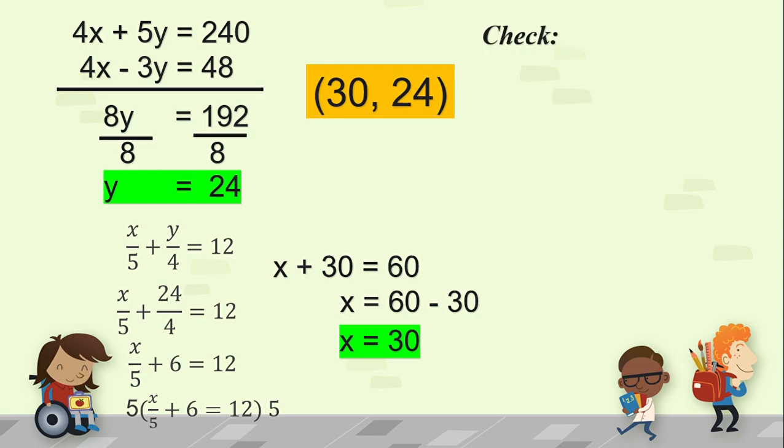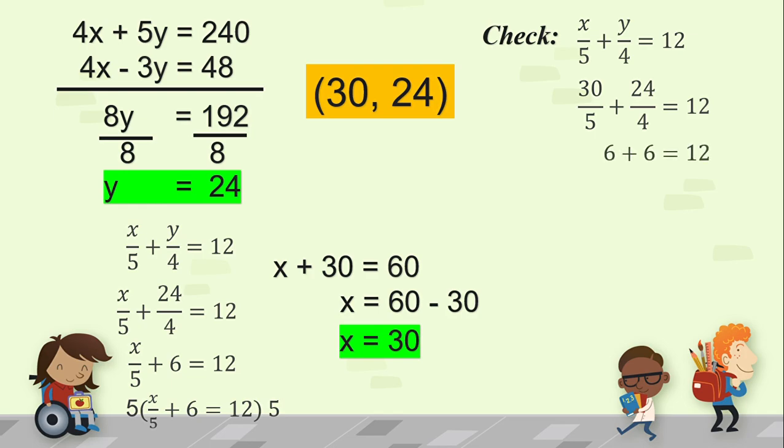Let's check first using the first equation. Again, our first equation is x over 5 plus y over 4 is equal to 12. Let's substitute the value of x and y. So we will have 30 over 5 plus 24 over 4 is equal to 12. And if we simplify, 30 divided by 5 is equal to 6, and 24 divided by 4 is equal to 6. And then 6 plus 6 is equal to 12. Therefore, 12 is equal to 12. We prove using the first equation that the solution (30, 24) is correct.